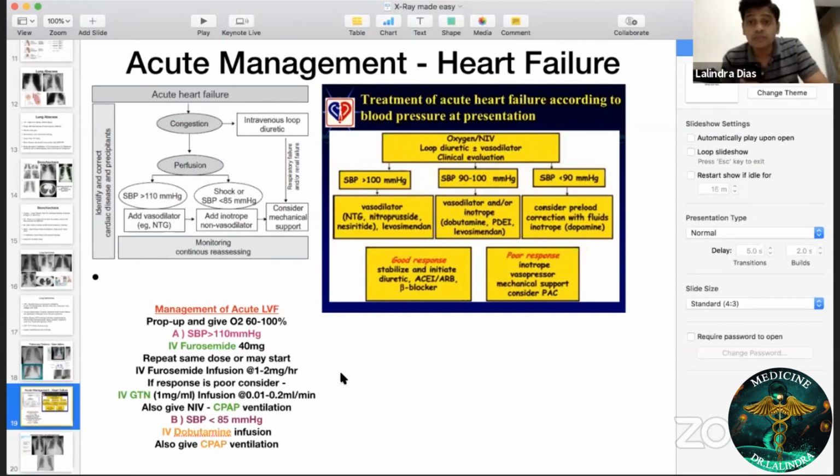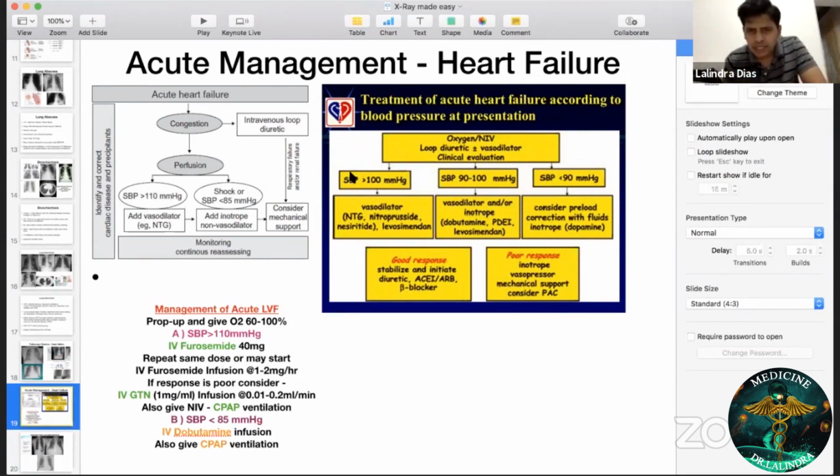What about if the patient's systolic blood pressure is low, like below 85 or something like that? Then you can't give furosemide, you can't give nitrate. Then you have to start on inotropes like IV dobutamine and put them on non-invasive ventilation, CPAP. These things, guys, we can't explain here. You have to come for lectures. Those lectures we will teach you. With this X-ray class, I just went ahead with management of heart failure, because heart failure itself is a big topic.